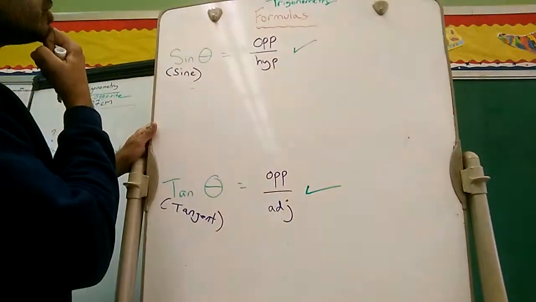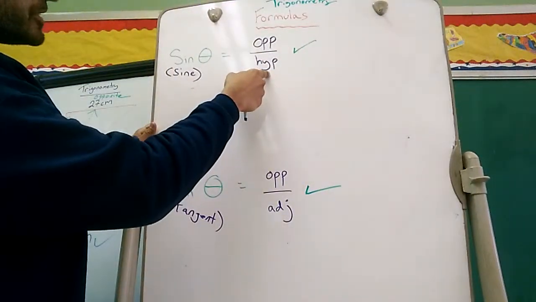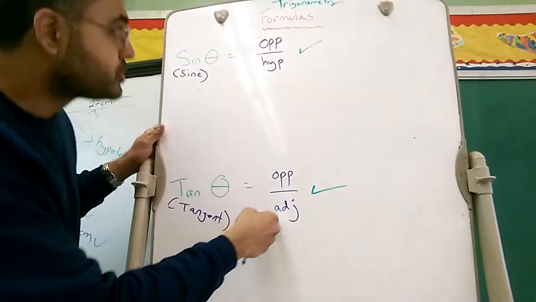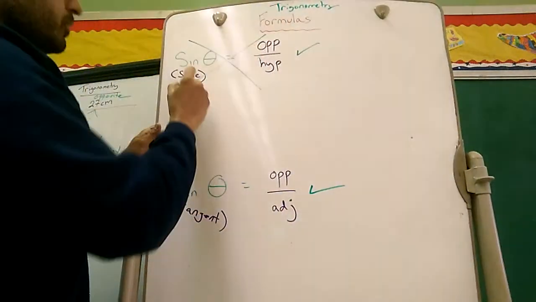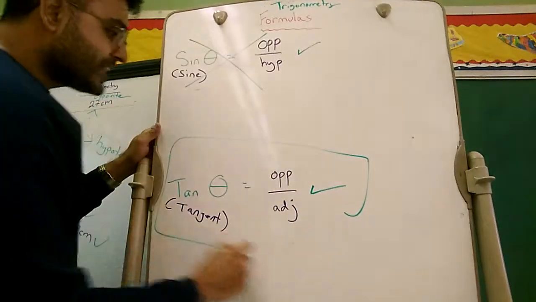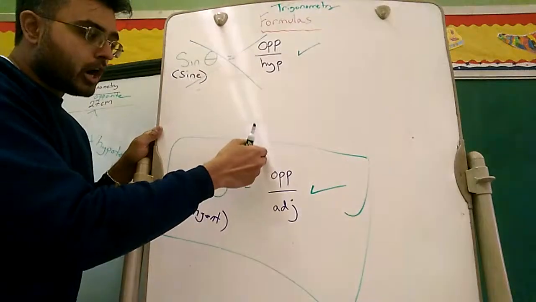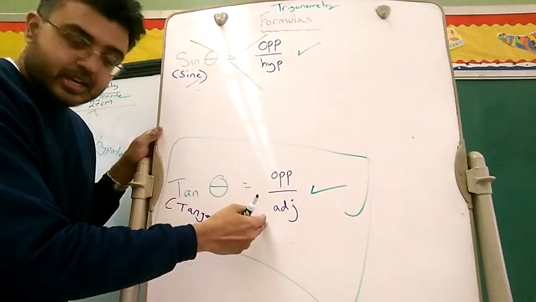Let's see. Adjacent. That's hypotenuse. That's adjacent. So which formula should we use? We're not using this. We're going to use tangent. Tangent of an angle is equal to opposite over adjacent.